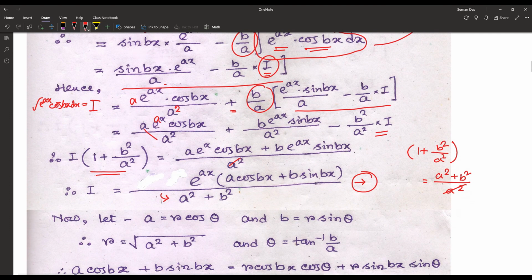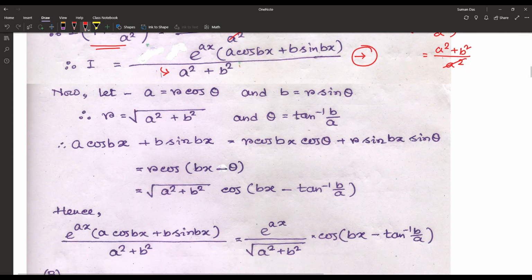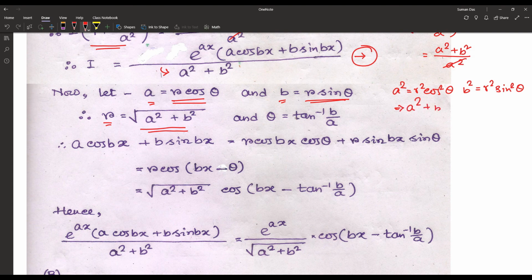Now for the second option of the formula, we are choosing a equal to r cos theta and b equal to r sin theta. So r is equal to the square root of a square plus b square. Now if we square both, we get a square equal to r square cos square theta and b square equal to r square sin square theta. So a square plus b square is r square into sin square theta plus cos square theta, or r square. So r is equal to the square root of a square plus b square.